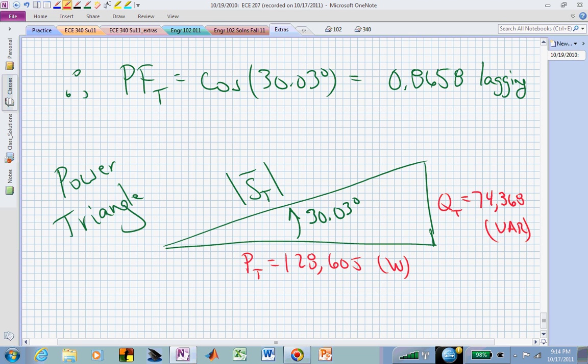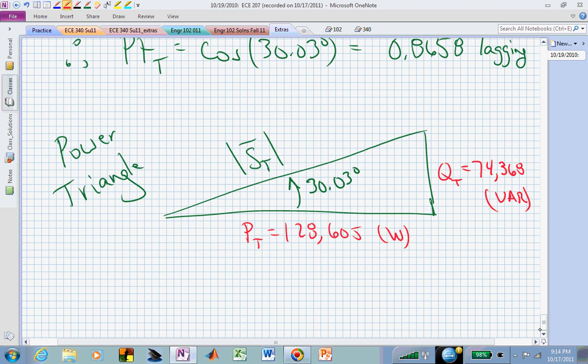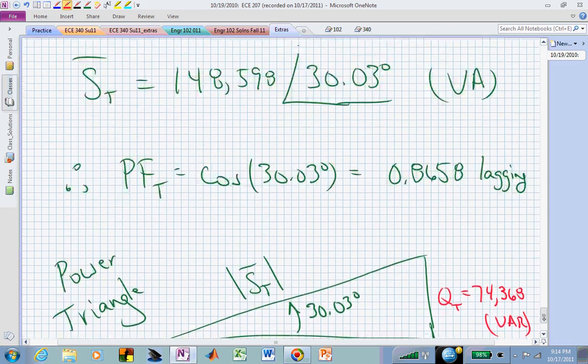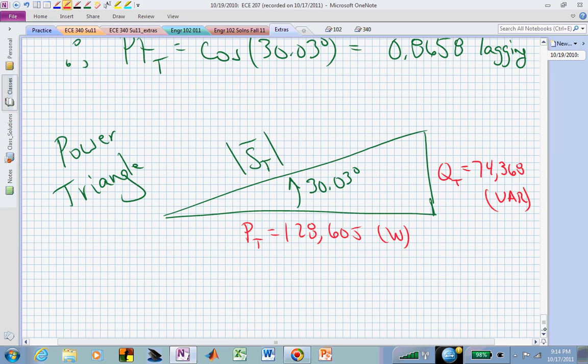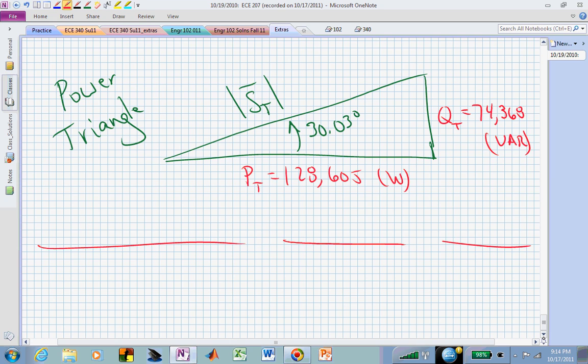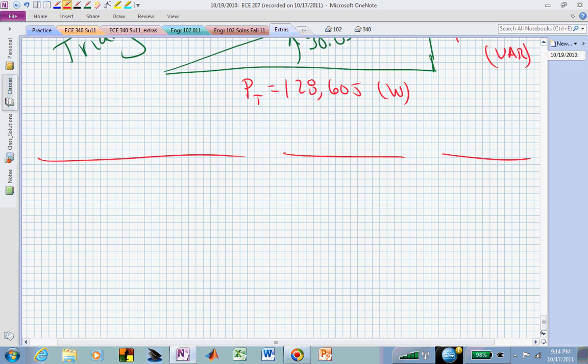And again, we could find various relationships here and relate those to what we found earlier. But that should be enough for that two-load problem with complex power. Let's now see how far we can get through the next problem, which is associated with power factor correction.